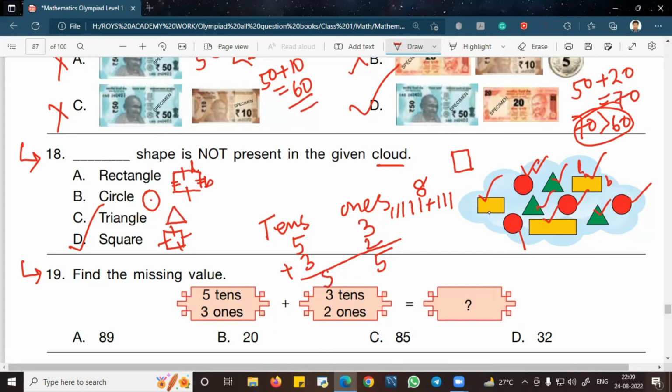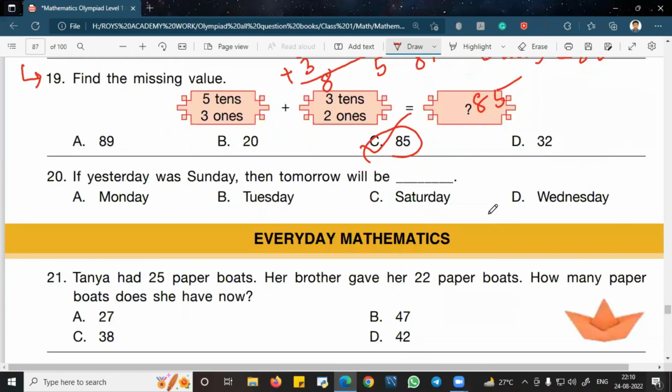So that means we get 8 tens and 5 ones. This is equivalent to 85. So in that blank place we write 85. This is the answer for that question. Now we have to find in which option we can find it. In option C we can find it. So C will be the right answer. So I think I'm clear up to this point. Okay, dear student, now we are completing this section with the 20th question.